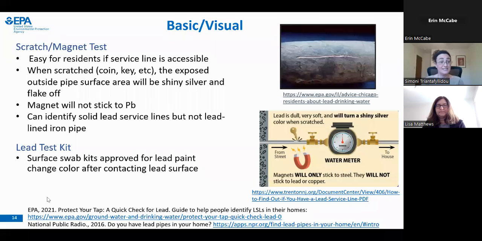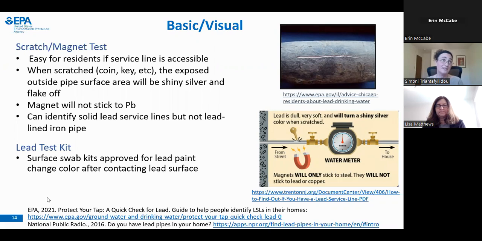Basic visual examination is kind of a next step here. We can either rely on residents to perform this, or utility personnel can do this. This is possible if the service line is accessible, let's say at the residential basement. And in that case, if the service line is visible, when scratched, let's say with a coin, then the exposed pipe surface area if shiny silver and flaking off, that would be indicative of a lead service line.